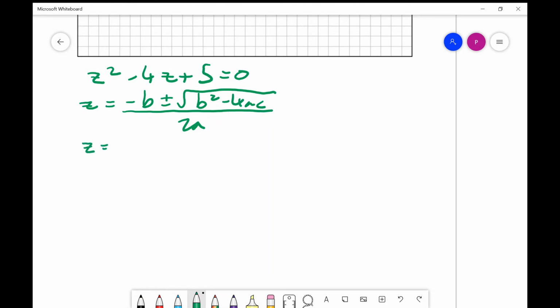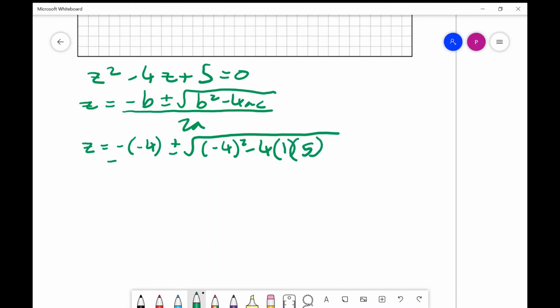So z is equal to minus, well, my coefficient of z is minus 4, so b is minus 4, plus or minus the square root of minus 4 squared minus 4 times a is 1, c is 5, all over 2 times my a, which is 1. Now, if we were solving this in a typical algebraic context, we would plug this into our calculator and hit equals. Unfortunately, if you do that now, you're going to get a math error, and that's because we're dealing with complex numbers here, so we would expect to get a math error.